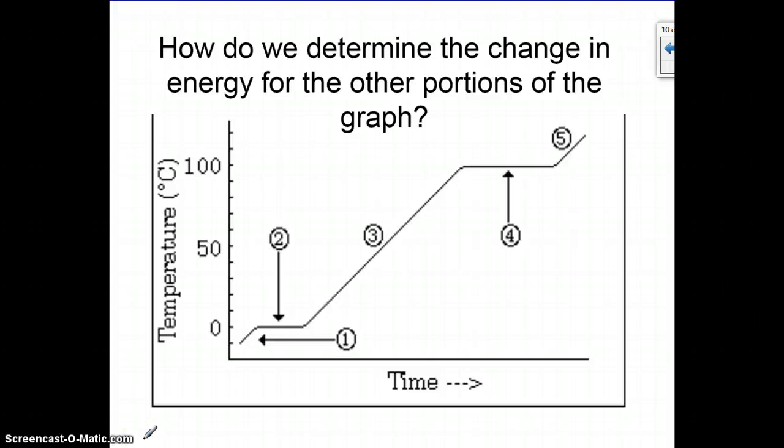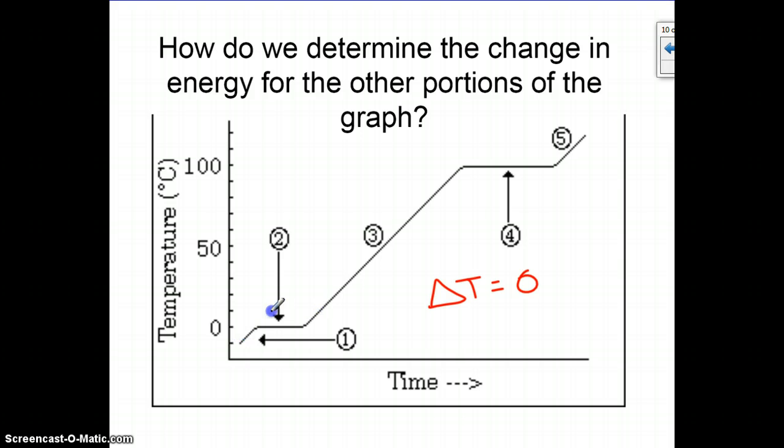All right, so in the last podcast, we talked about how to calculate the energy change for these diagonal portions of the graph, and we decided that Q equals mc delta T was the best way to go. Now, on these flat regions of the graph, we're going to have to do something else. There is no change in temperature here, so delta T would be 0. So Q equals mc delta T will not help us.